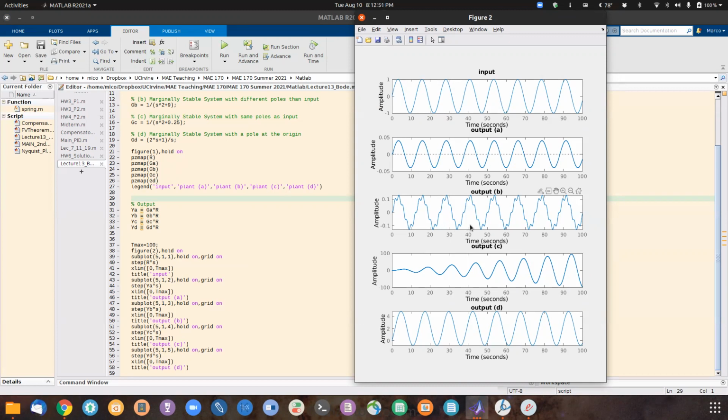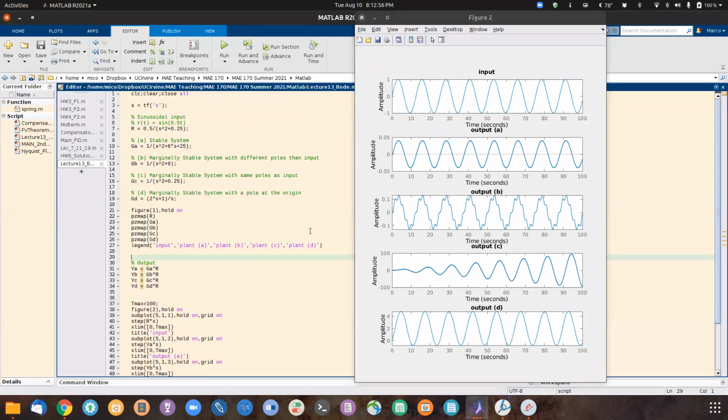Now let's take a look at output B, that is the marginally stable system that has a couple of poles on the imaginary axis. However, these two poles do not coincide with the poles of the input. So here the output is a superposition of two harmonic functions. The main sinusoidal has the same frequency as the input, but there is superimposed another sinusoidal with a higher frequency, and that is the natural frequency of the two poles of the system.